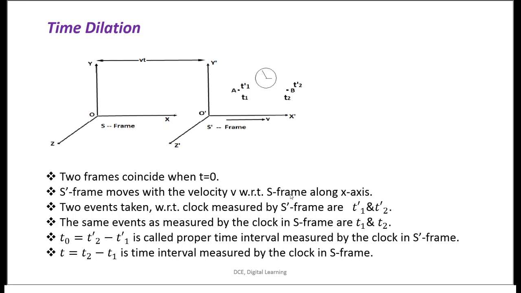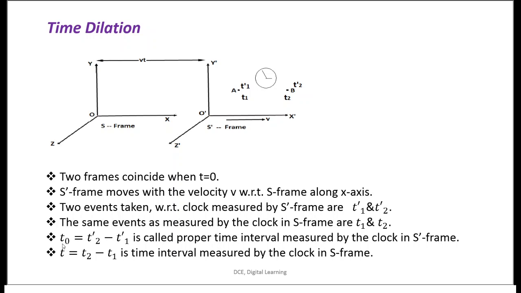There is no displacement along y and z-axis. The two events, with respect to the clock measured by the S prime frame which is at rest with respect to that S prime frame, are T1 prime and T2 prime. The same events as measured by the clock in S frame are T1 and T2. The time measured by the observer in the S frame, with respect to which S prime is moving with the velocity v, are T1 and T2.